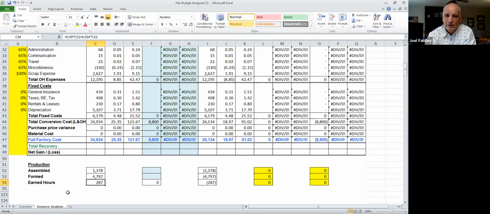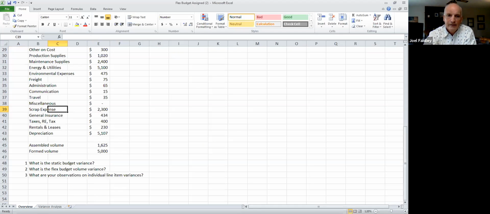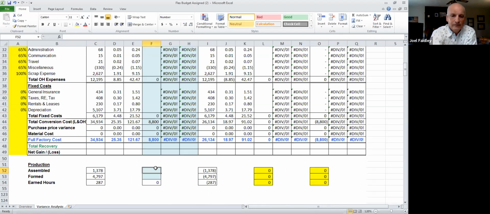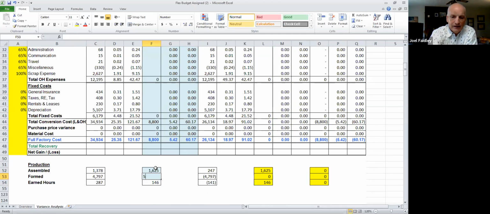What you need to do as well, because I'm skipping the population of the rest of these actuals, go back over here and down at the bottom, there it says assembled volume 1,625 and 5,000. So I want to put 1,625 and 5,000. You see how that earned hours is populating?